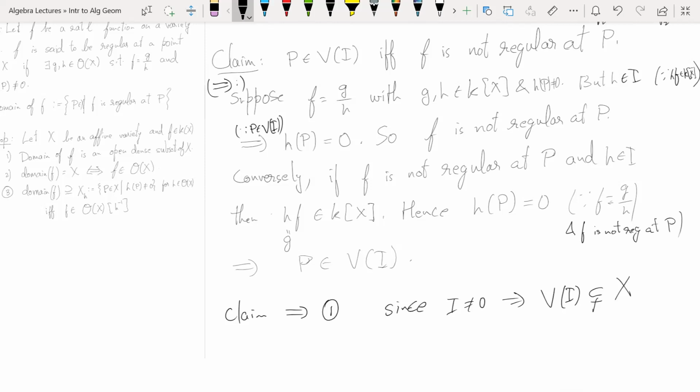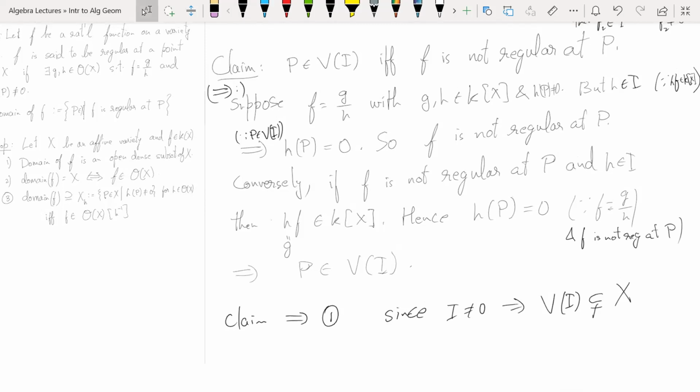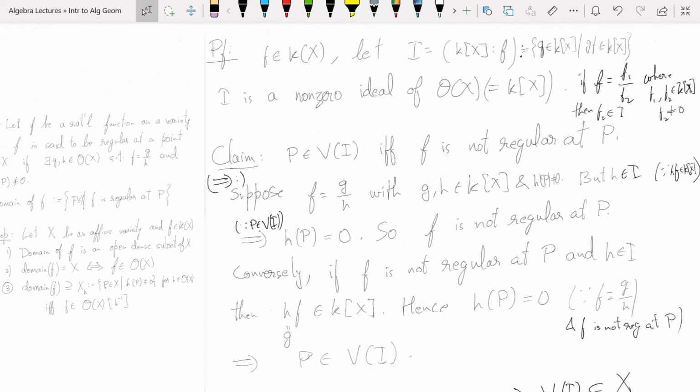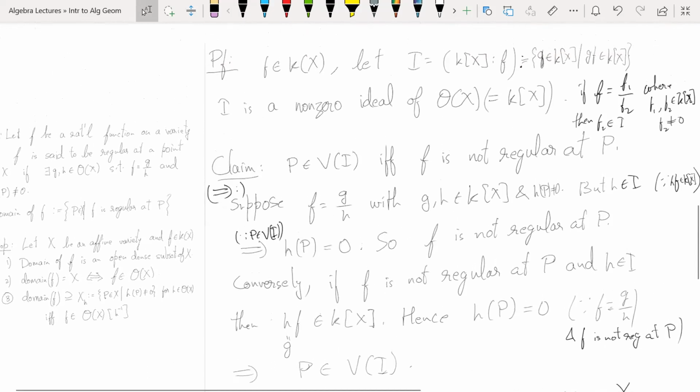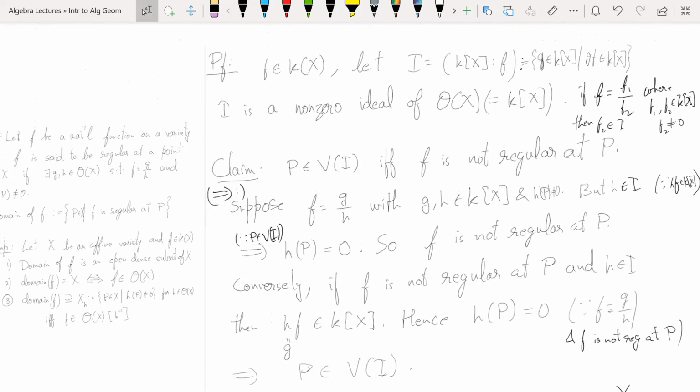Because if HP is non-zero, then we have written F as G over H and HP is non-zero. So that tells you that given any point P where F is not regular, P has to belong to V of this ideal which we defined. So this is the indeterminacy locus of F, where it vanishes.